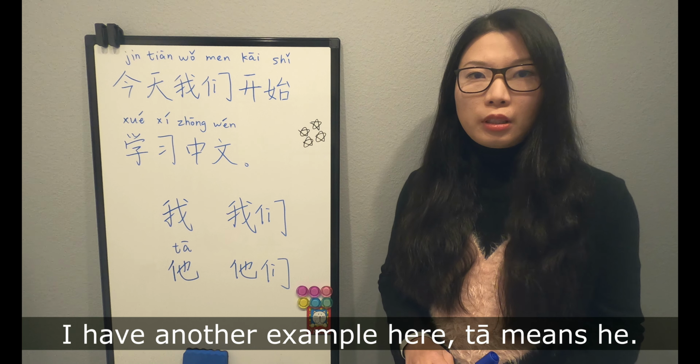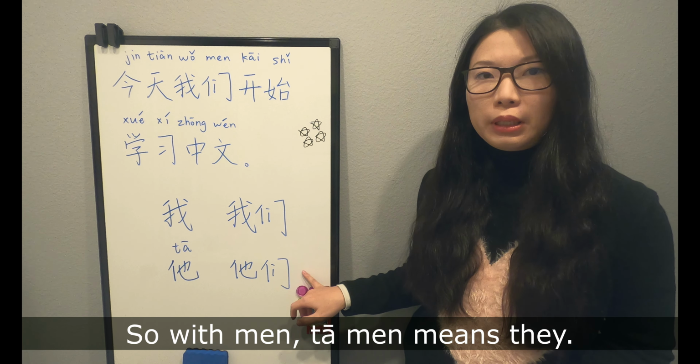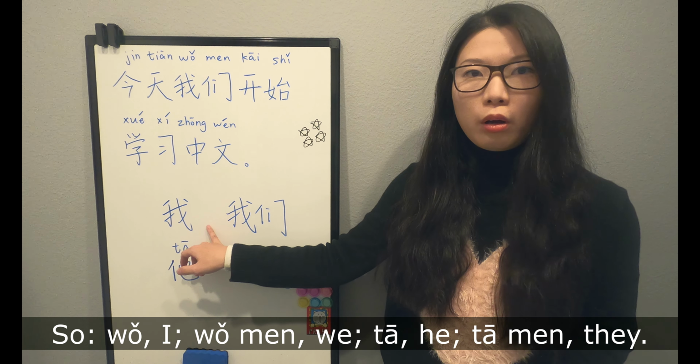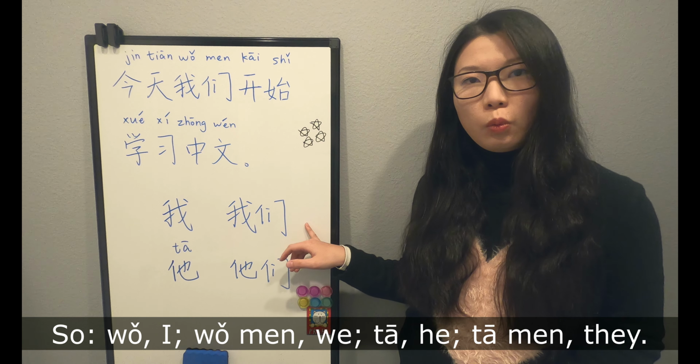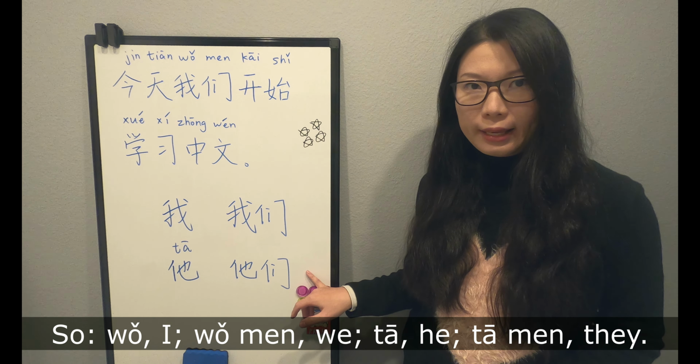I have another example here. 他 means he. So with 们, 他们, it means they. So 我, I; 我们, we; 他, he; and 他们, they.